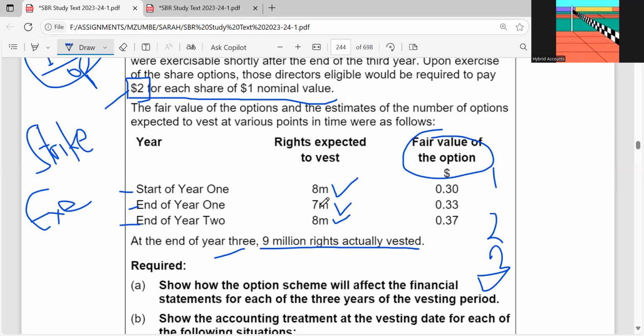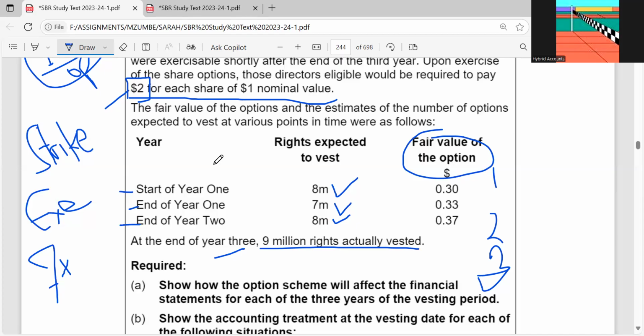So at the end of year 1, you only have 7 million options. So I would say I have 7 million options. Instead of saying options per employee times number of employees, you already have the options. So you only need to multiply by the value of those options. What is the value of your options now?